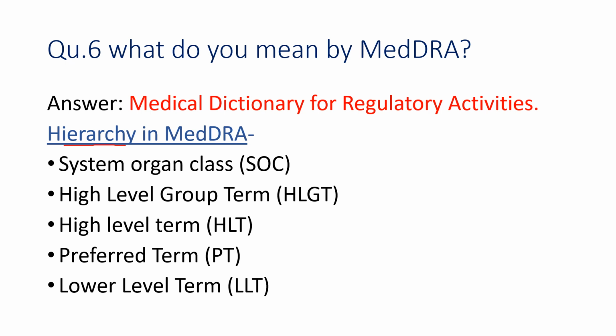So the hierarchy in MedDRA is: system organ class, SOC in short form, high level group term, HLGT, high level term, HLT, preferred term, lower level term. So this is the hierarchy in MedDRA.